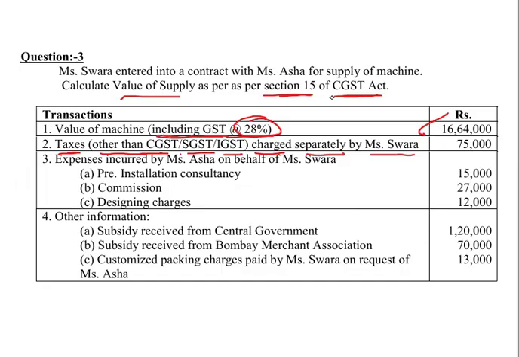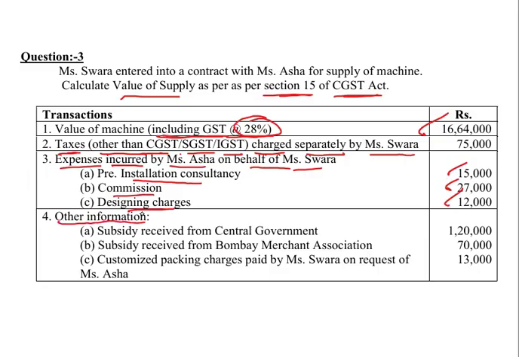In value of supply, only the GST amount will be excluded. Other than the GST amount will be included in the value of supply. Okay. Next one, expenses incurred by Ms. Asha on behalf of Swara is given, that is pre-installation consultancy, 15,000. Commission is given 27,000. Next, designing charges is given, 12,000. Next, other informations are given.